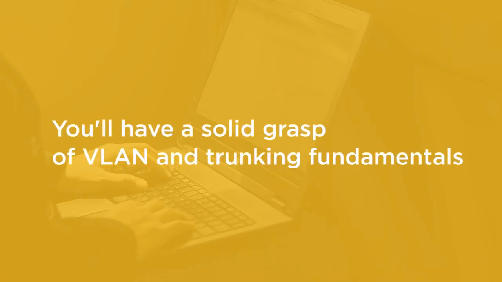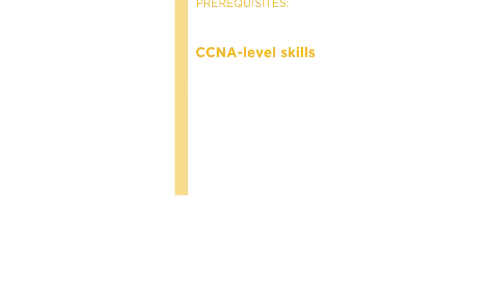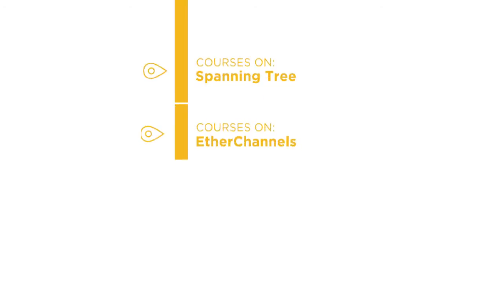By the end of this course, you'll have a solid grasp of VLAN and trunking fundamentals, and you'll be ready to move on to more advanced Layer 2 topics. Before beginning the course, you should have CCNA level skills. From here, you should feel comfortable diving into advanced Layer 2 courses on spanning tree and EtherChannels.